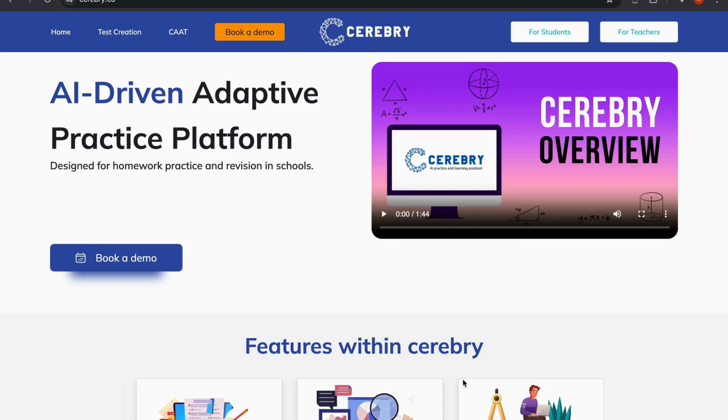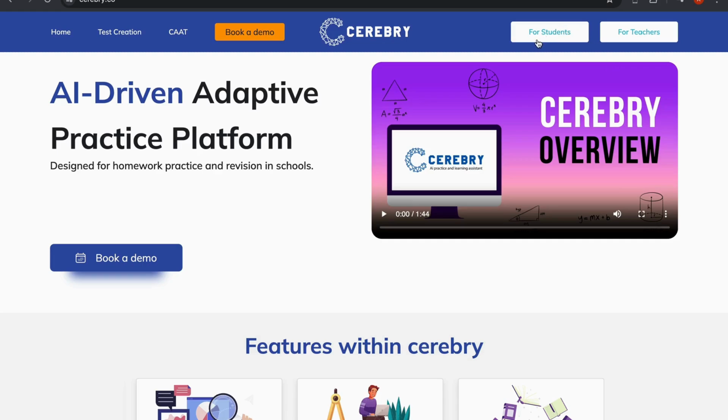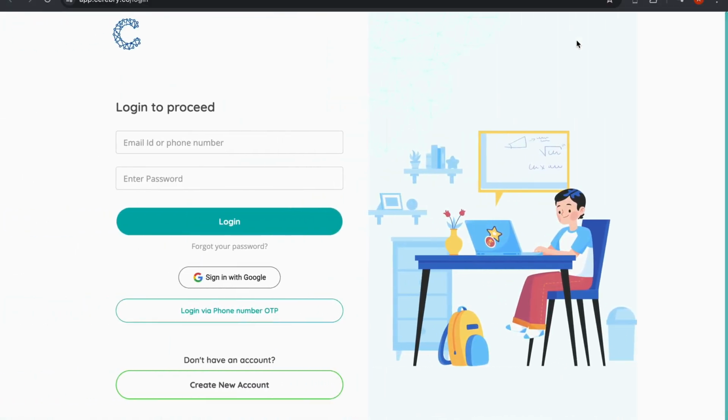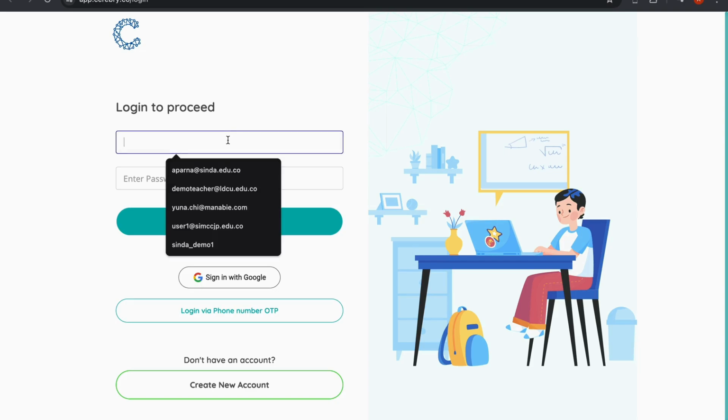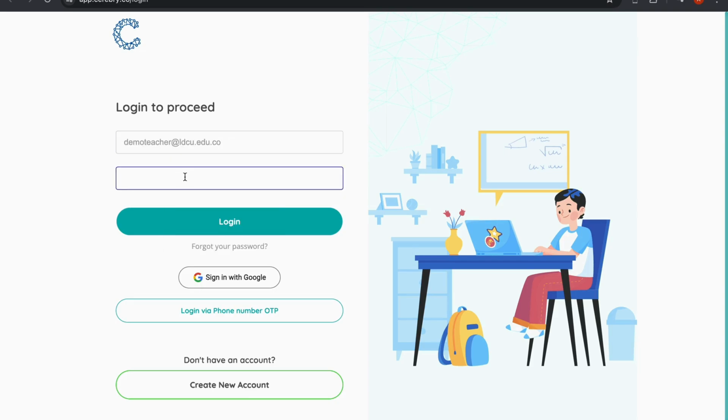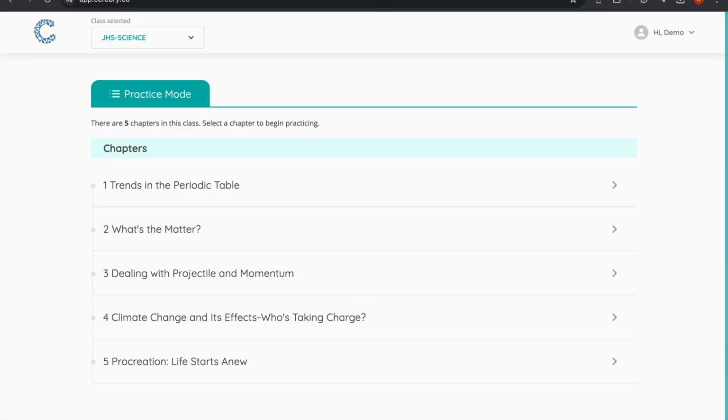To log in as a student, click on the button for students on the top right corner of the page. You will now be redirected to the login URL for students. Enter your registered email ID and password to sign into your account. Now you have logged into your Cerebry account.